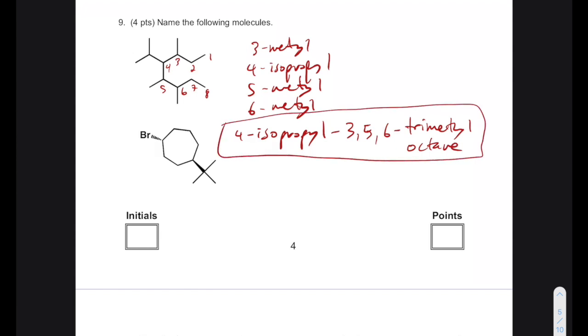Now for the second one, this is a cycloalkane, so we know right away there's not going to be a longest chain, it's just going to be the number of carbons here, which is 7. We then need to start with the highest priority substituent, which is bromine, so we count 1, and we want to have this tert-butyl group fall in the smallest number, so we count this way. This one's pretty easy. It's 1-bromo-4-tert-butylcycloheptane. And that's it.